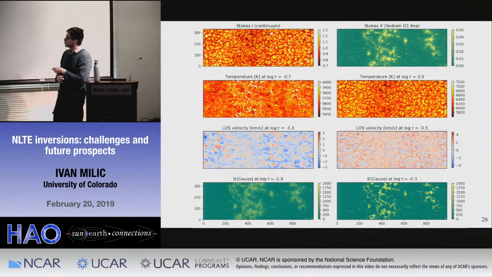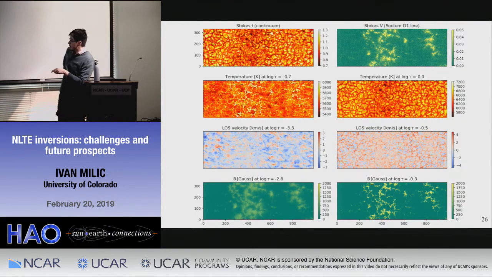So basically, let's spend some time discussing what we have here. In the top 2 panels, we have continuum intensity and circular Stokes V close to the line center of the sodium D1 line. So you see here that now your intensity image agrees rather well with the inferred temperature at the photosphere, which is something that you would expect, and that your Stokes V distribution resembles the distribution of the magnetic field.